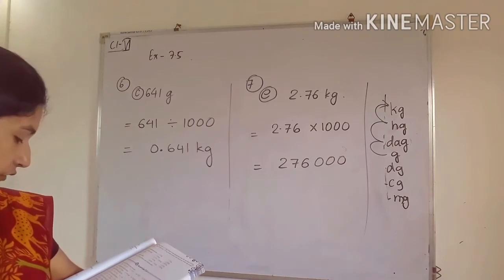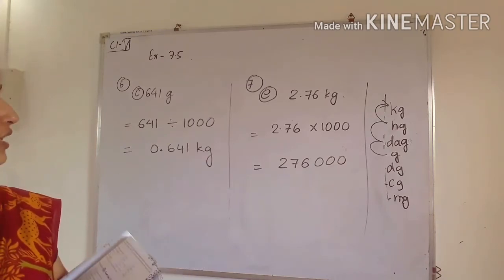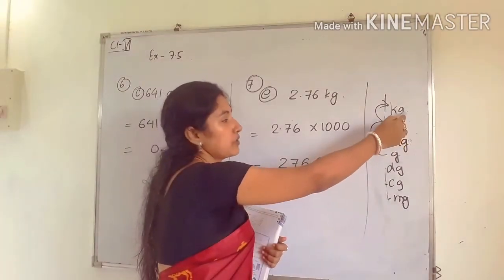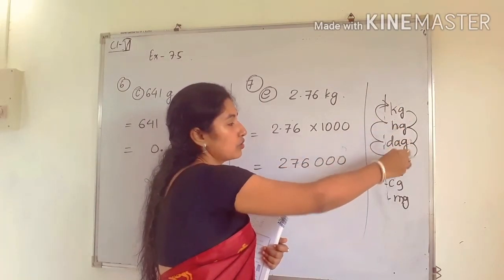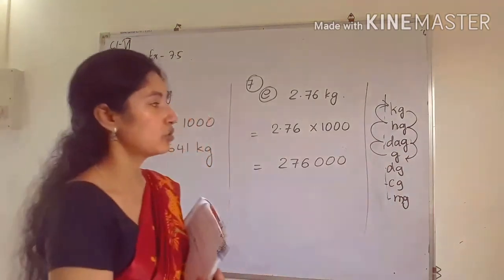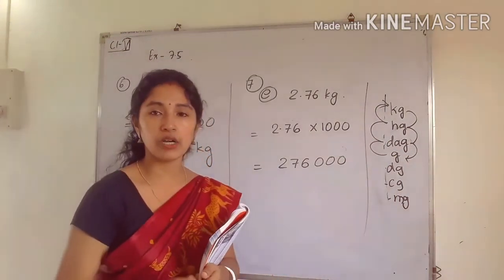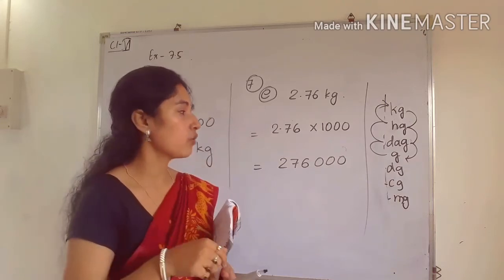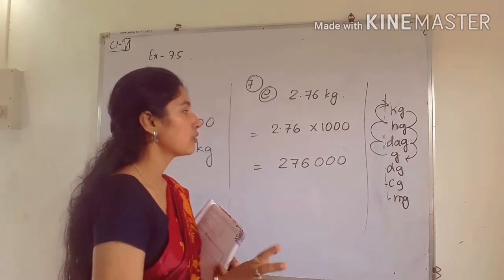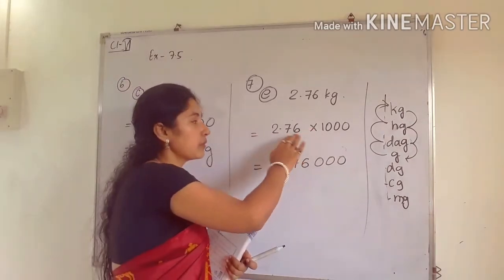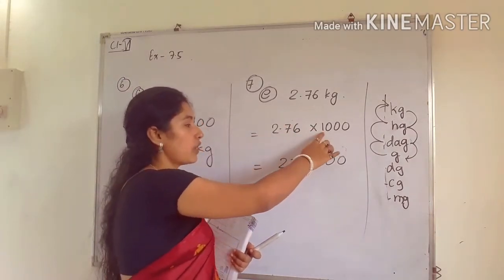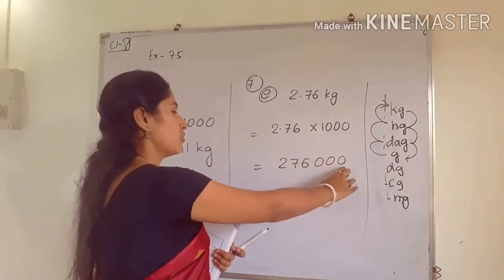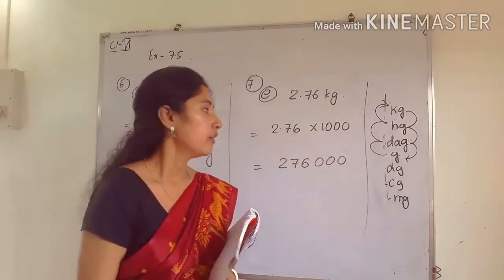Okay. In the next question, question number 7, we have to convert it into grams. So 2.76 kg. Kg is here. You have to go to the grams. That means you have to go down. So 1, 2, 3. That means 3 steps. So we are going down. That means we have to multiply. And multiplying by what? 1000, because 3 steps we are going. So if we multiply by 1000, just see, don't see the decimal, just multiply 276 with 1, you will get 276, and after that you have to put the 3 zeros. So that also we have written.